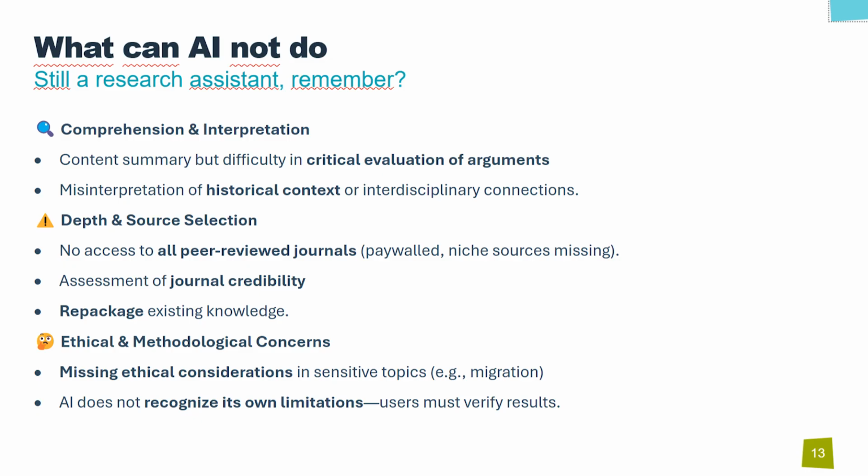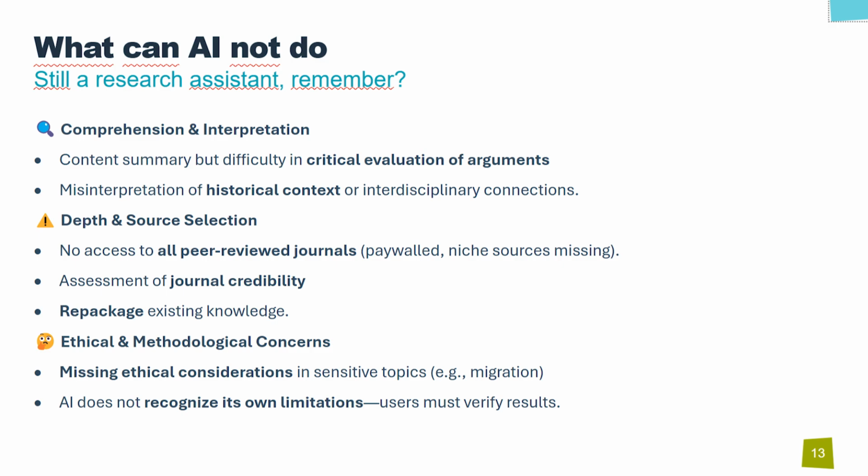So, what AI cannot do? First of all, comprehension and interpretation, depth and source selection, and ethical and methodological concerns. Let's go step by step. When it comes to comprehension and interpretation, what the AI cannot do, and you can do, is to critically evaluate the arguments. AI could summarize the content, find the keywords, and do the best out of it, but they cannot actually critically evaluate the argument.